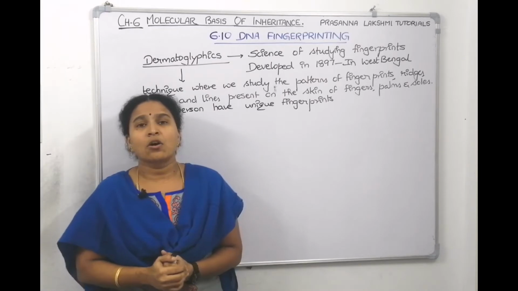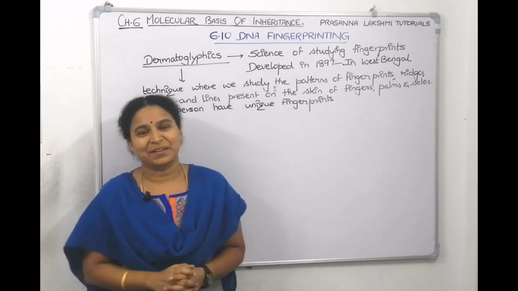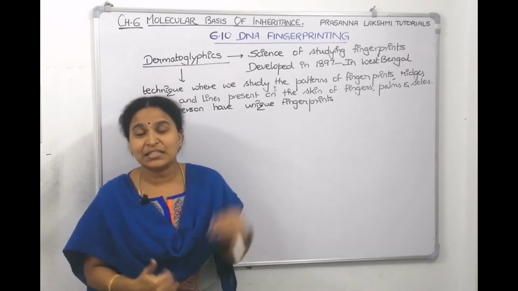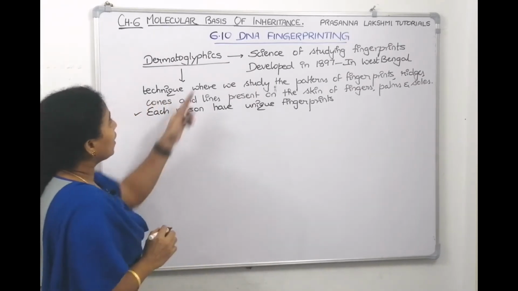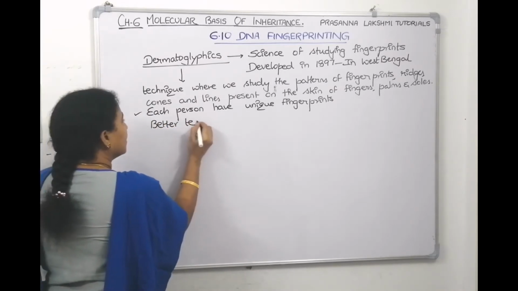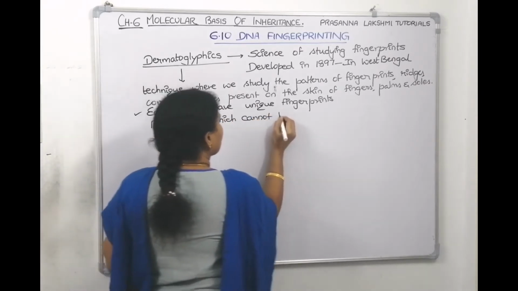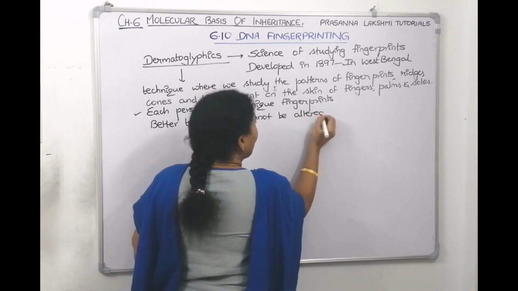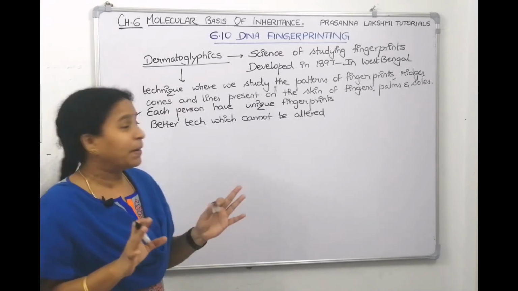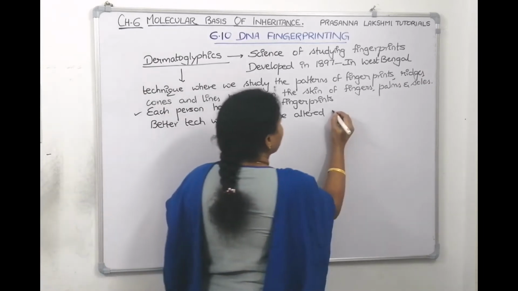Then scientists thought of developing a better technique which cannot be changed either by surgery, and which you cannot hide. So what is that technique? The next technique, which is better than this, is called DNA fingerprinting. It is the better technique which cannot be altered. Fingerprints can be altered surgically, but the DNA cannot be altered.